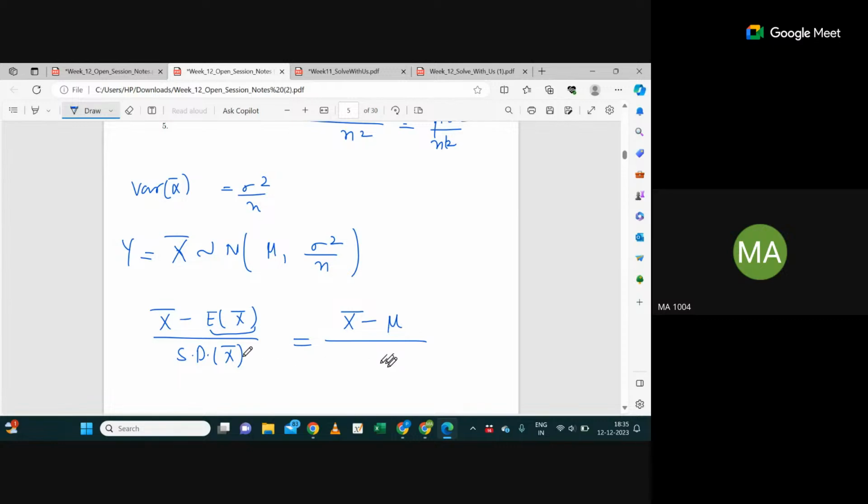What is the standard deviation of x bar? Sigma by root n. That is the same thing I have done. Correct. Now it's clear.